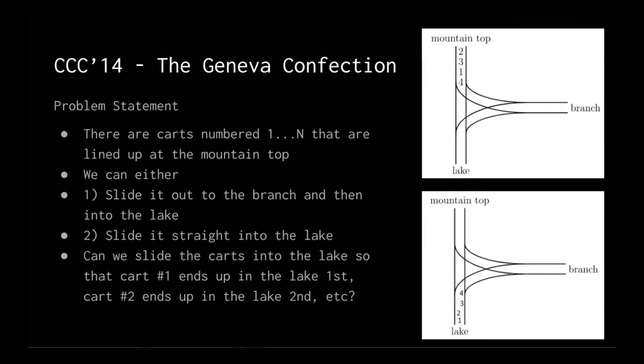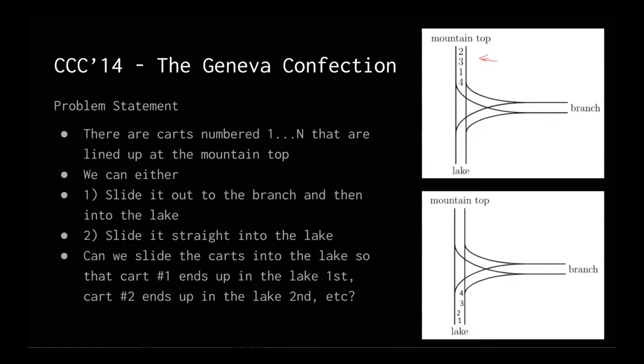All right. So let's really quickly discuss the problem statement and then we'll think about some ways to solve it. And then again, in like 1 more minute, we'll explain the solution. So first of all, the problem statement: there are cards numbered 1 to n. They're all lined up at the mountain top. That actually answers your question, because none of them are on the branch.